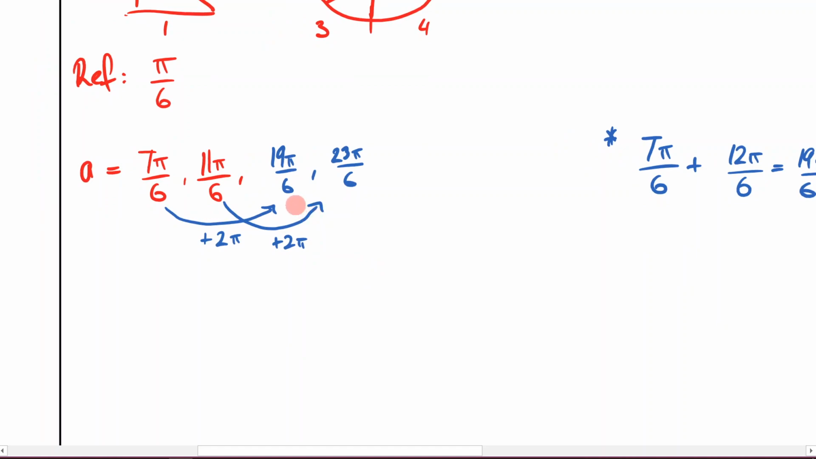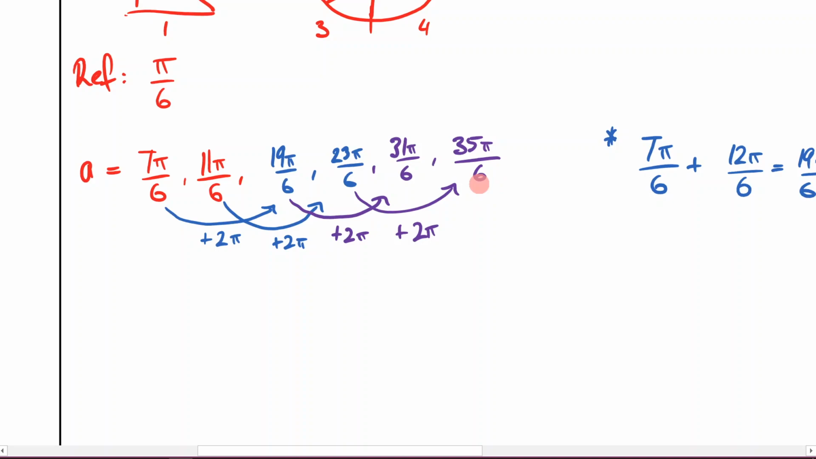Then I'm going to take this one, and I'm going to plus 2 pi to it. So I'm taking 19 pi on 6 and I'm plussing 12 pi on 6 onto that, which is going to take me to, sorry, not 23 pi on 6. 19 pi is going to take me to 31 pi on 6. And then I'm going to take this one and I'm going to plus 2 pi onto it, which is 23 pi on 6 plus 12 pi on 6, which is going to be 35 pi on 6.